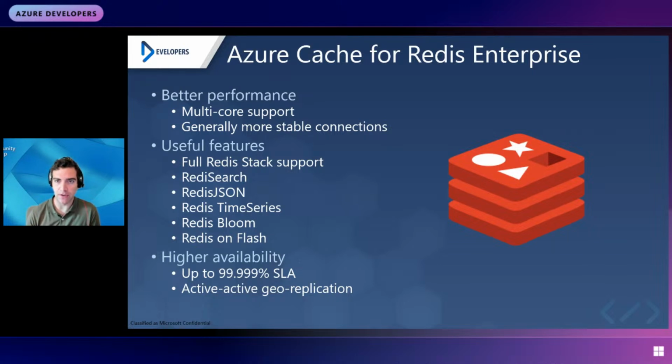So all of this is kind of tied into what's being branded as Redis Stack, which is not just the core Redis capabilities, but also things like Redis Search and JSON, time series, Bloom, Redis on Flash. So new data types, ability to do things like use native JSON objects within Redis.